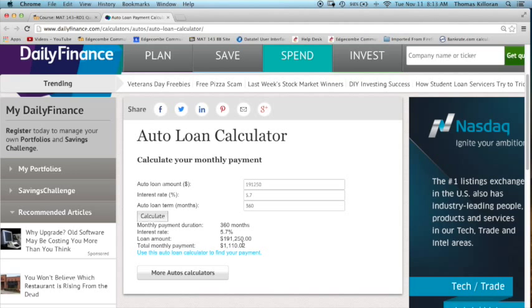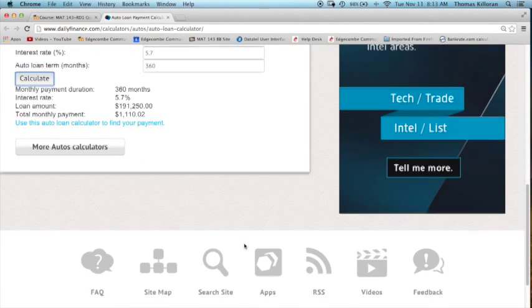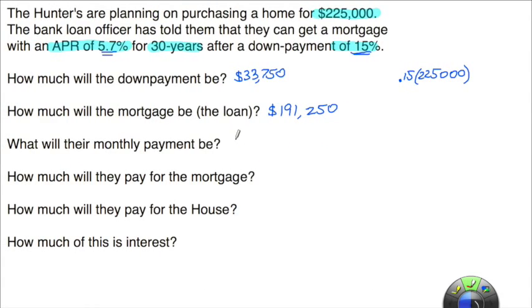So our monthly payment is going to be $1,110 and a lousy 2 cents. I'm just going to use the $1,110. It'll work itself out. Alright, so the monthly payment will be $1,110 per month. If you want to be precise, put the 2 cents in there.